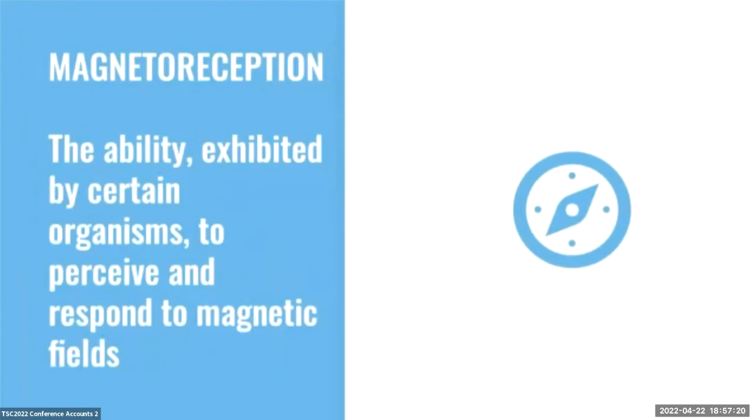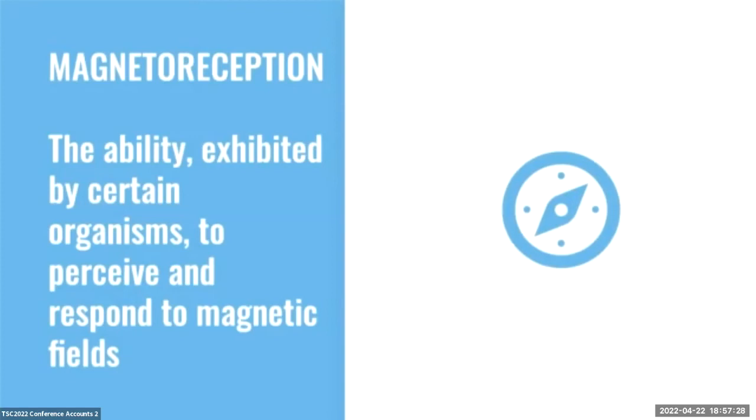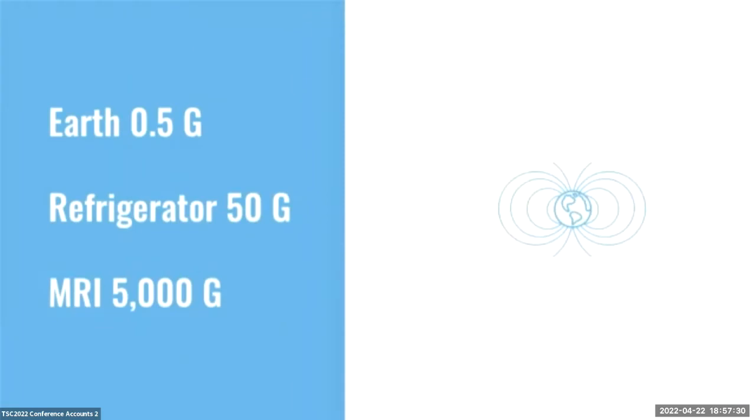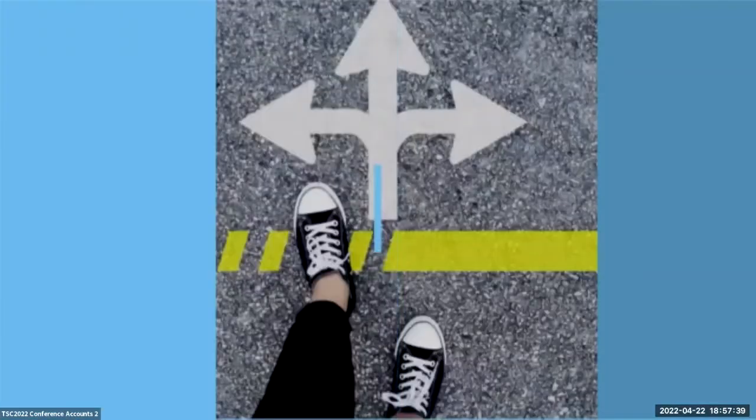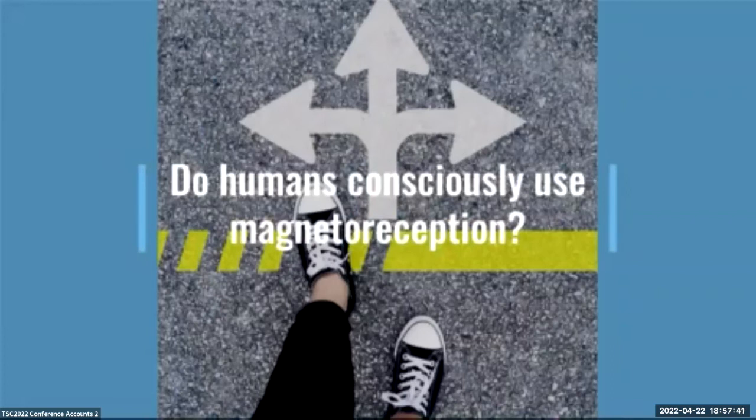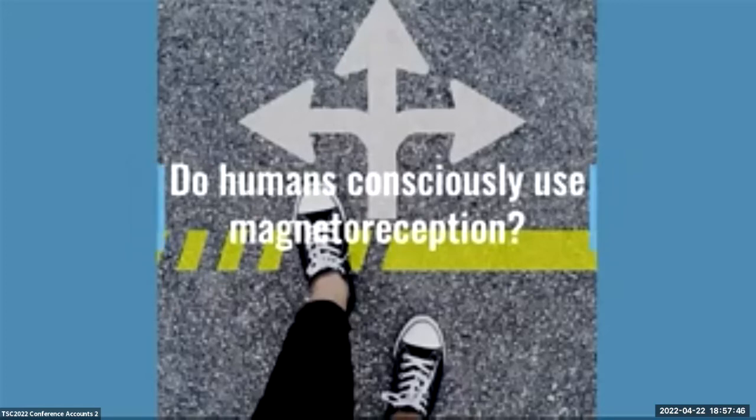Magnetoreception is like a biological compass. It's the ability that many organisms have to detect and orient to magnetic fields. This sense is so sensitive that it can even detect relatively weak magnetic fields, like the Earth's geomagnetic field. Now, in the case of modern humans, it's unclear if this sense can be consciously used.